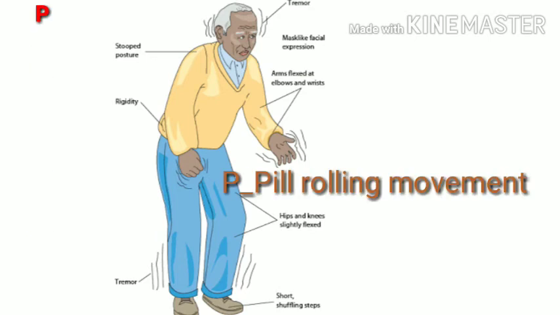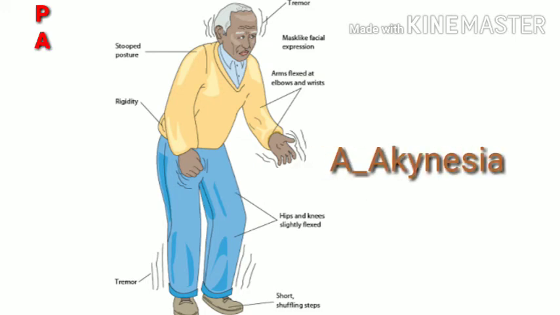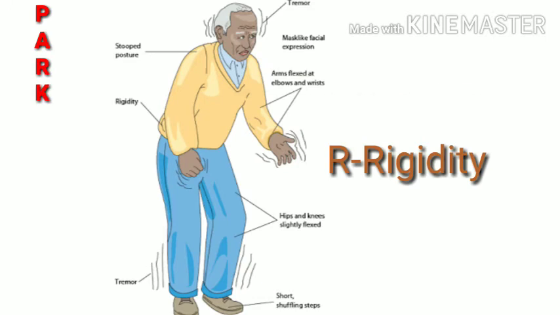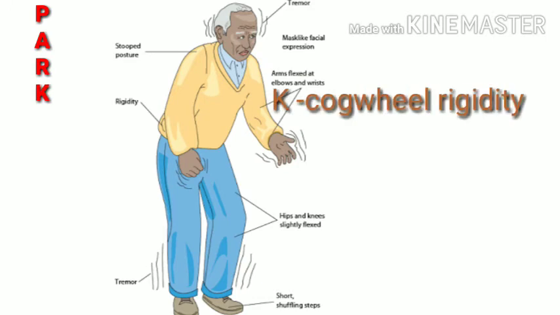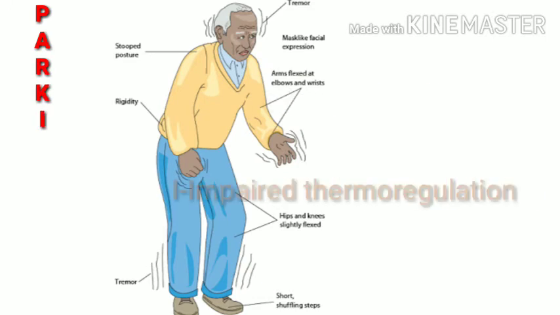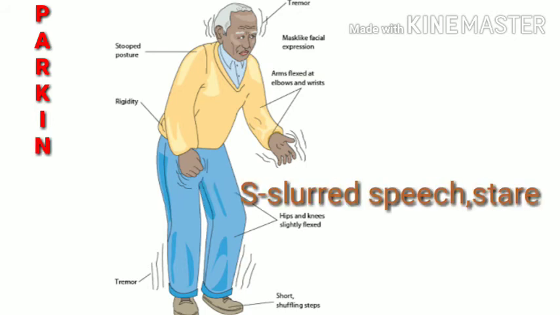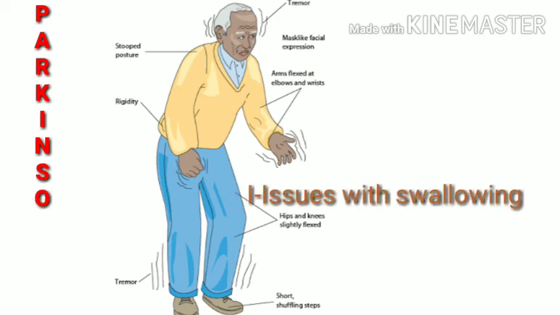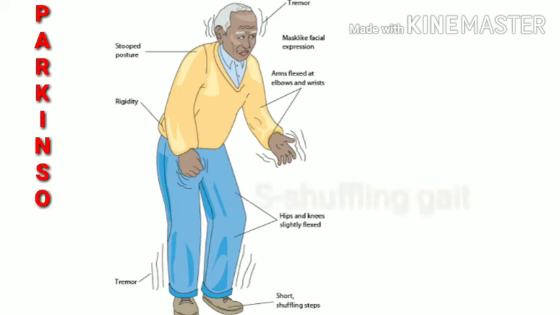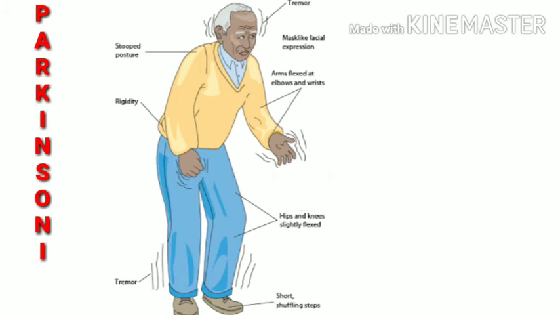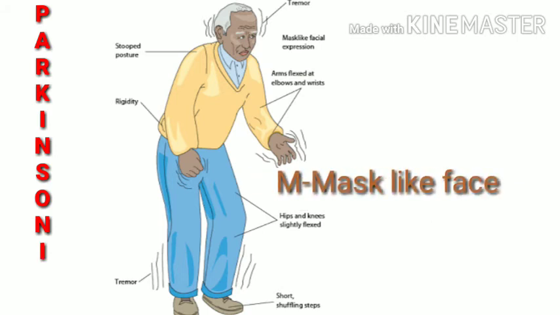P for pill rolling movement. A for akinesia. R, rigidity. K resembles C, so cogwheel rigidity. I, impaired thermoregulation. S, stare or slurred speech. I, issues with swallowing. N, shuffling gait. And the last, M, is for mask-like face. These are the clinical features.